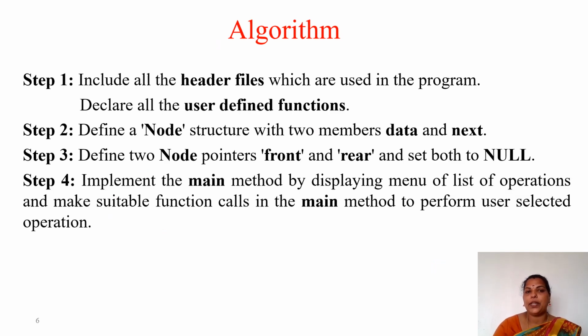Let us see the algorithm. Here first we have to include all the required header files and user defined functions, and whatever variables we need, we are going to declare and include. Then we need to define a node structure, because this is a linked list implementation. We need to define a node structure with 2 data members, data and next. Here we are implementing a single linked list. So for any node we always have 2 compartments: one for the data and another for the pointer, next. Then we define node pointers called front and rear, because this is the implementation of a queue. So for the queue implementation we always have 2 pointers, front and rear, and we set both to null. And we implement the main method by displaying a menu of the list of operations, and we make suitable function calls in the main method to perform the user selected operation.